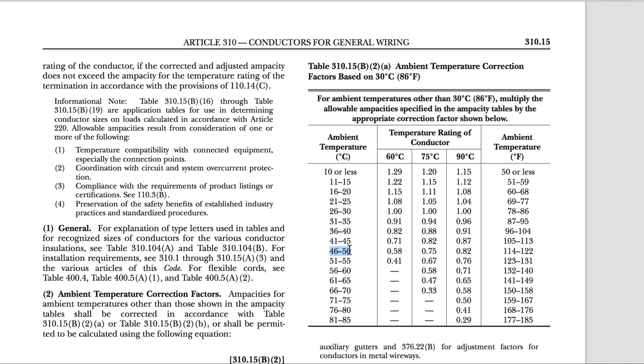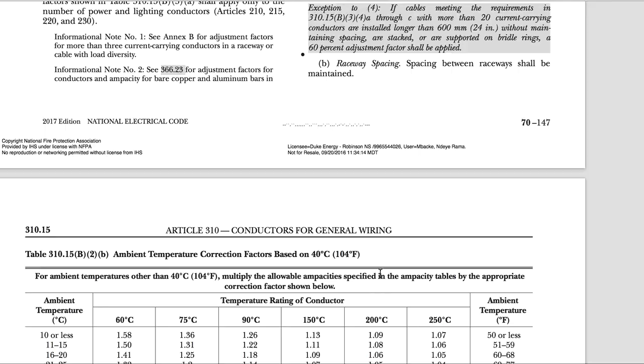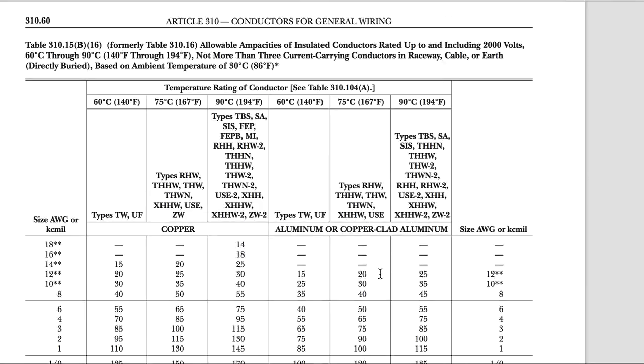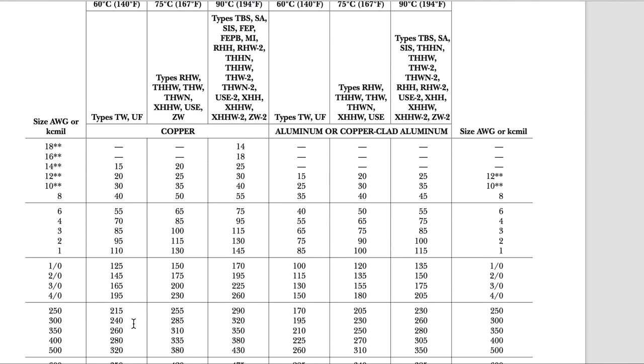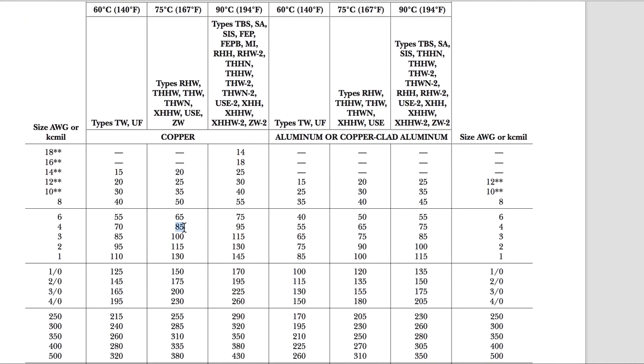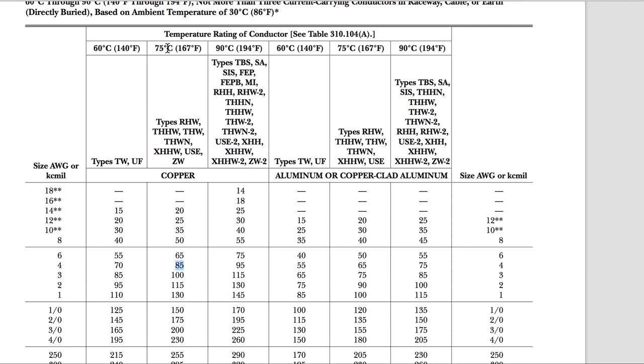Here is where the confusion is sometimes for students, for PE takers, I guess. Which one of these do you actually use? 60 degrees, 75, or 90? Let's go back to our table, to our 310.15(B)(16) table. When we calculated our 85 over here, this was corresponding to 75 degree insulation, correct? So this is the temperature rating of the conductor. Our RHW conductor is rated at 75 degrees. So we're not using 60, we're not using aluminum or anything like that. We're using copper rated at 75.